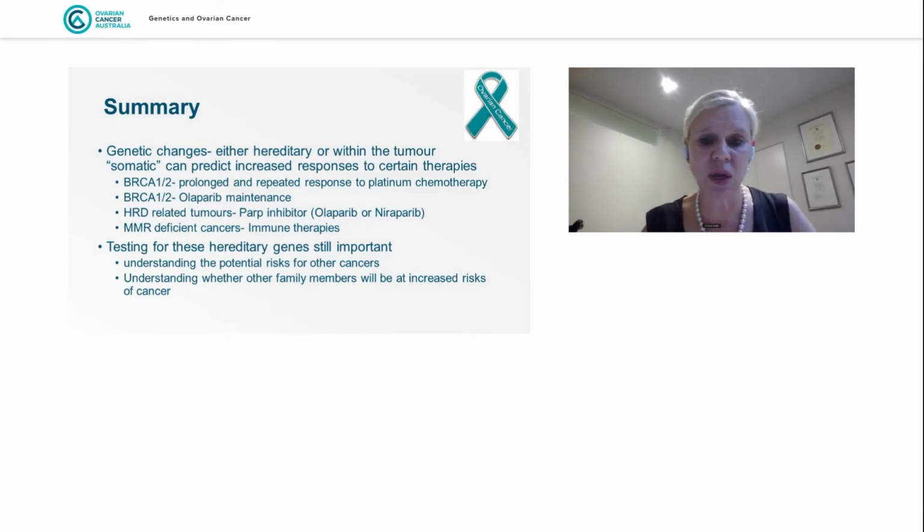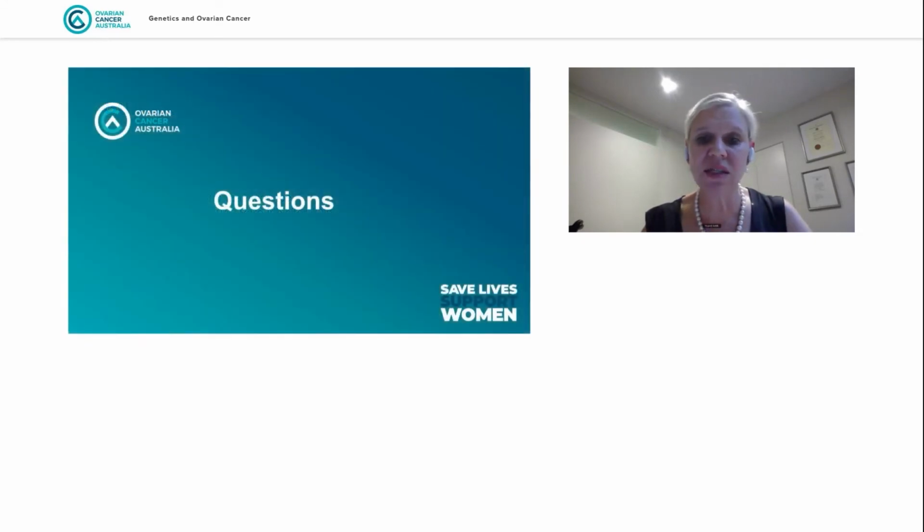Testing for these hereditary genes is still important to understand the potential risks for other cancers in the individual, but also understanding whether other family members will also be at increased risk of cancers and what they might do to prevent or manage that cancer risk.